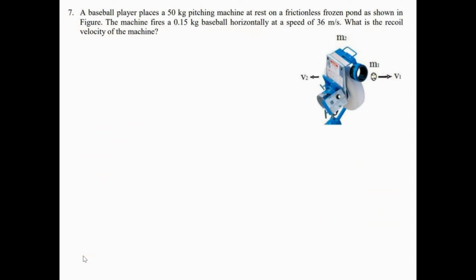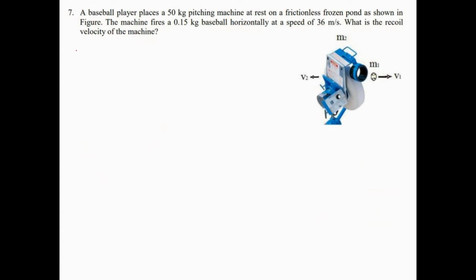Question number 7 is related with the conservation of momentum. So we have to frame the equation. Let's read the question. A baseball player places a 50 kilogram pitching machine at rest on the frictionless frozen pond as shown in the figure. That means it's a machine which will give the ball to the player. Am I right? So the machine fires 0.15 kilogram baseball horizontally at the speed of 36 meter per second.